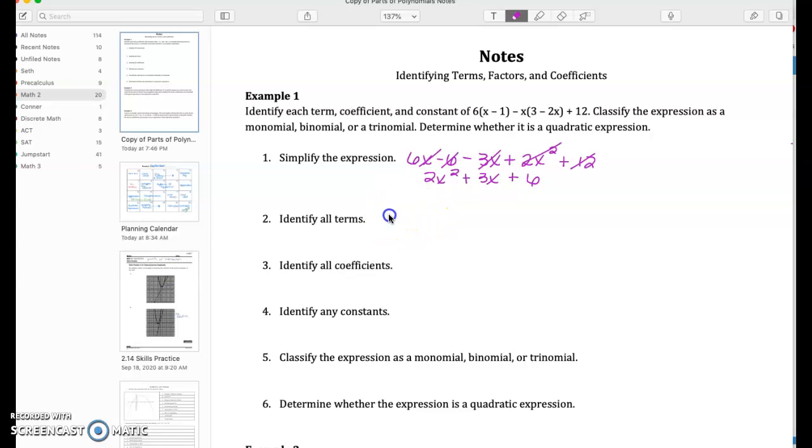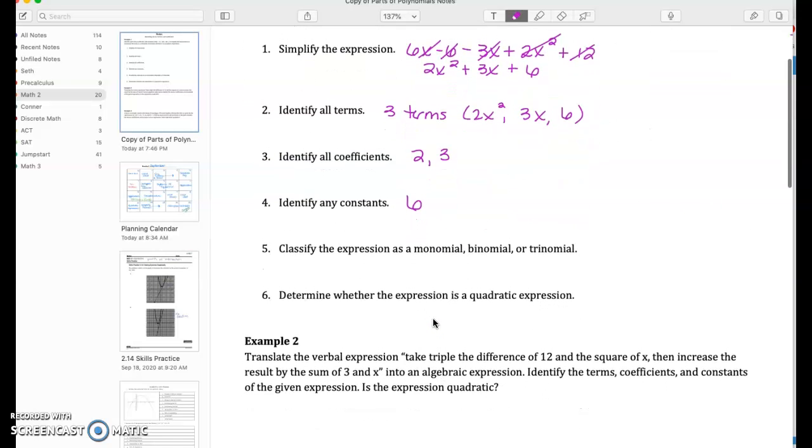So we have 3 terms. We have 2x squared, we have a 3x, and we have a 6. The coefficients are 2 and 3 because they come off of the terms with variables. Our constant is 6 because it doesn't have a variable attached to it.